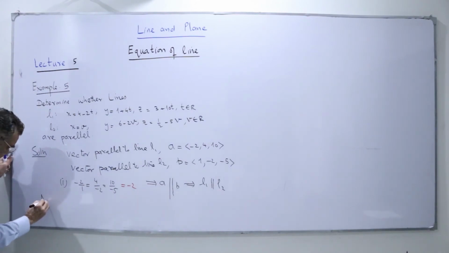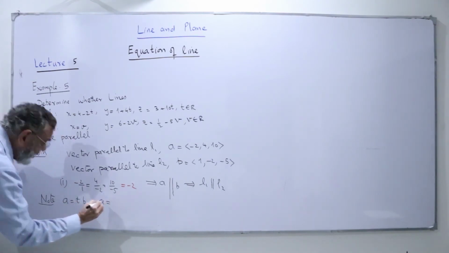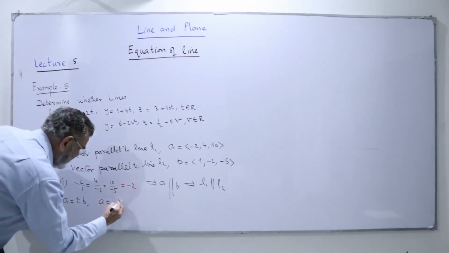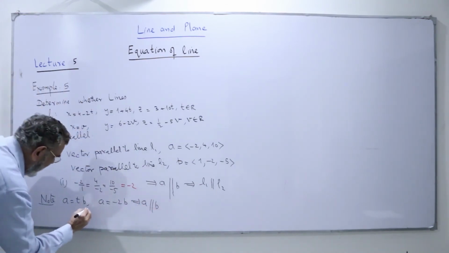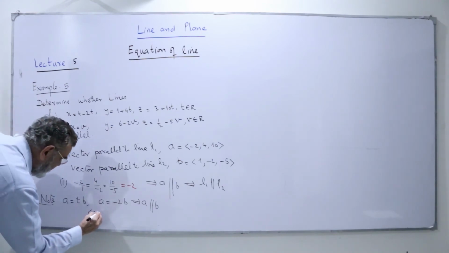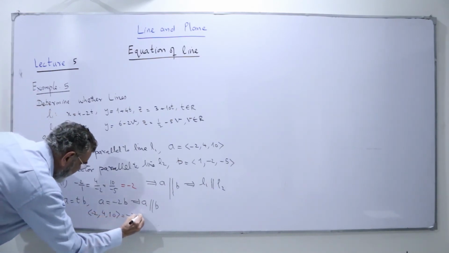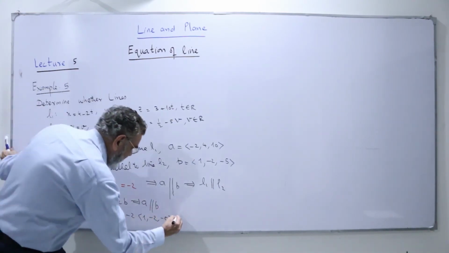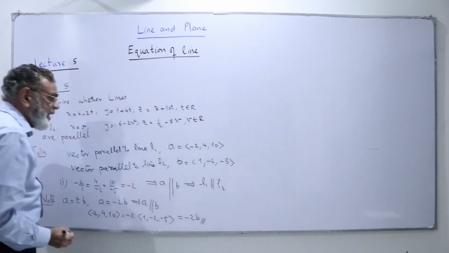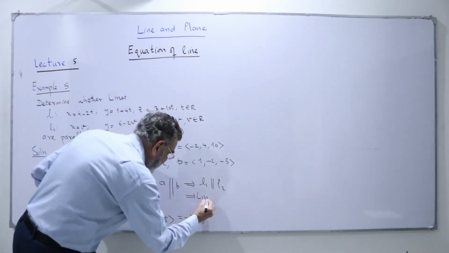We can also use the other way, that A is equal to t times B. Here, vector A is equal to minus 2 times B. This implies A is parallel to B. Our A is minus 2, 4, and 10. Taking minus 2 common, we get 1, minus 2, and minus 5, which is our B. That means A is equal to minus 2B. So that's how we can check, either this way or that way, whether these two lines are parallel or not. This implies the lines are parallel.